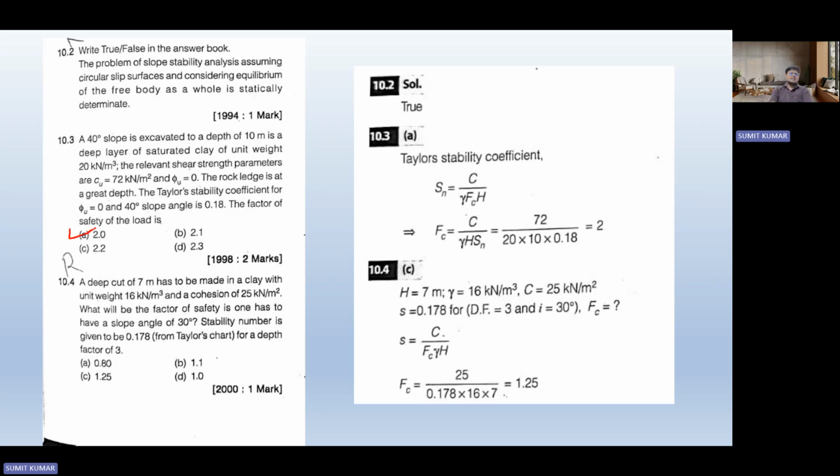Next question says a deep cut of 7 meter has been made in a clay with the unit weight of 16 kilonewton per meter cube and the cohesion of 25 kilonewton per meter square. What will be the factor of safety if the slope angle is 30 degrees and the slope stability number is 0.178? So again use the same correlation, equal to C by gamma H Fs, and calculate the factor of safety. That factor of safety comes out to be 1.25.